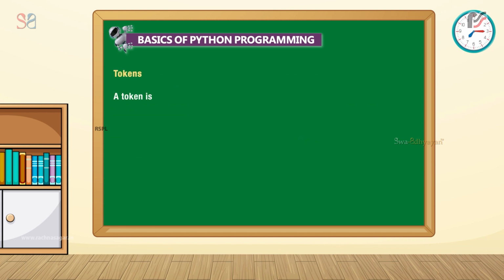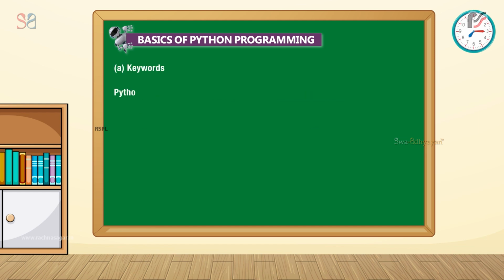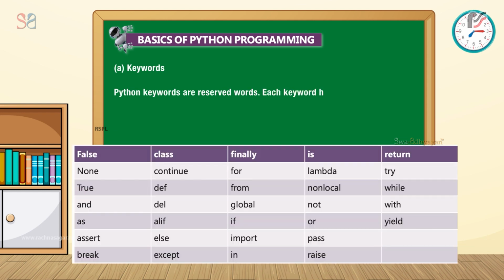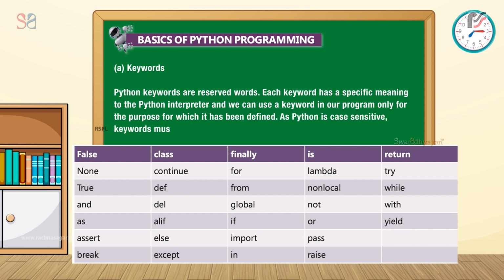Moving further with tokens, a token is the smallest element of a program that is meaningful to the interpreter. Python has the following tokens: keywords, identifiers, operators, punctuators, and literals. Let's learn about each of them, starting with keywords. Python keywords are reserved words. Each keyword has a specific meaning to the Python interpreter, and we can use a keyword in our program only for the purpose for which it has been defined. As Python is case sensitive, keywords must be written exactly as you see in the table.